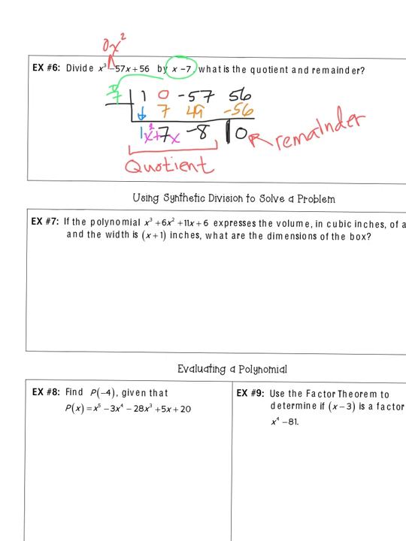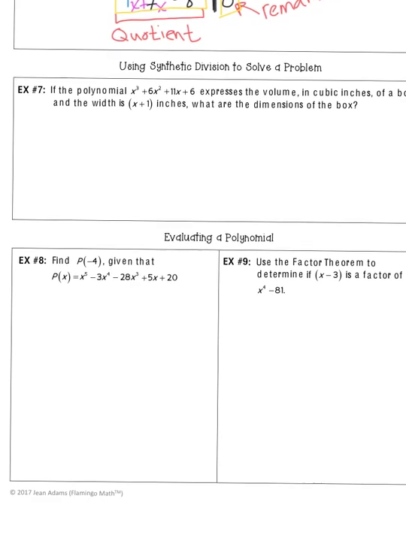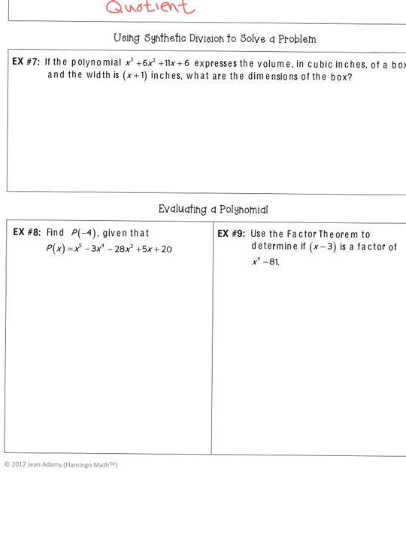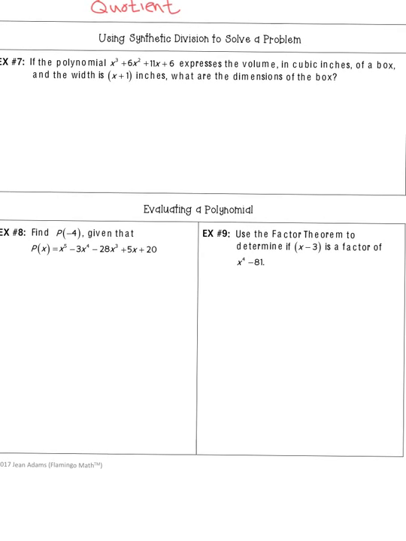So that right there, this is your quotient, and then this is your remainder. That's it. All right, so let's look at another problem. This time we're going to solve a word problem, and it says to use synthetic division. I prefer synthetic division. It's usually quicker. So let's go ahead and try it here.